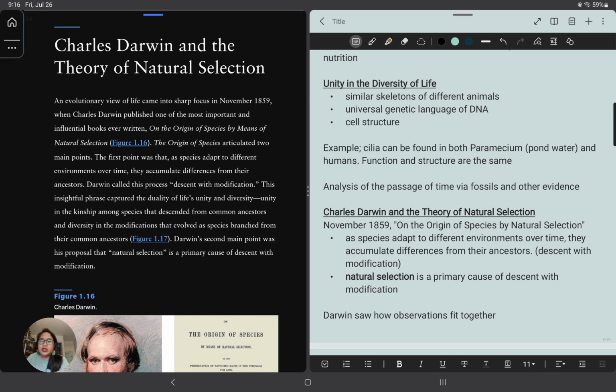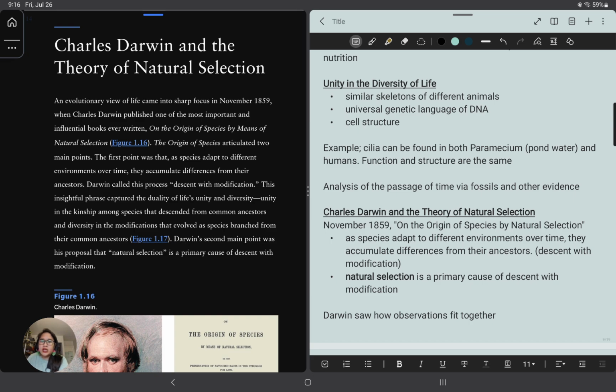Charles Darwin and the theory of natural selection. An evolutionary view of life came into sharp focus in November 1859 when Charles Darwin published one of the most important and influential books ever written, On the Origin of Species by Means of Natural Selection. The Origin of Species articulated two main points.